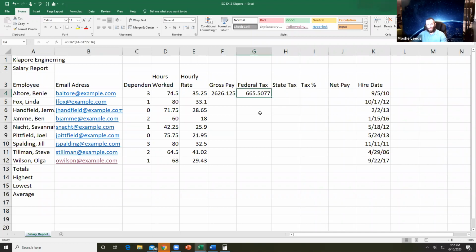Now watch this, by the way. This is when you start making dependencies, and what's really cool is as you build out the formula, they're all linked together, because this formula is dependent on this formula, and this formula is dependent on these numbers, because these numbers are not formulas. So if I change the rate to $30, watch, boom. It now recalculated both: it recalculated my gross pay, and it recalculated my federal tax, because my gross pay changed.